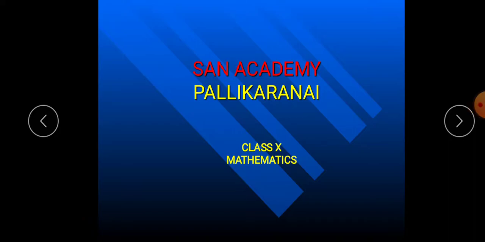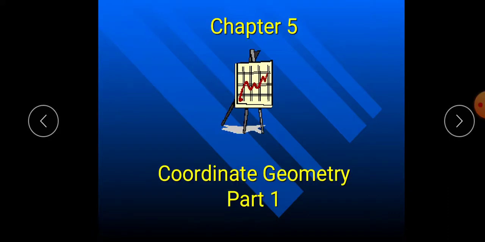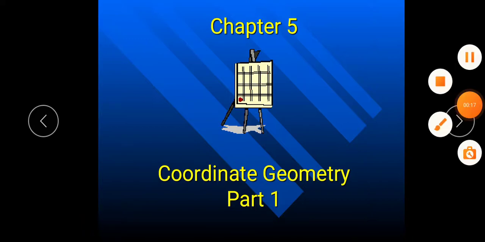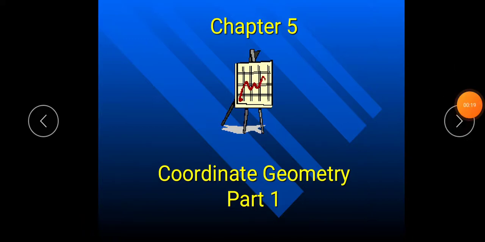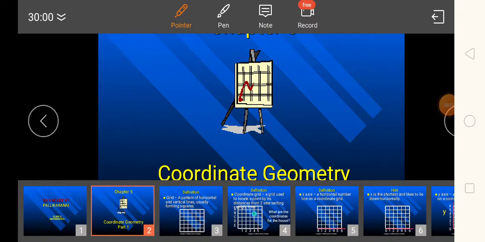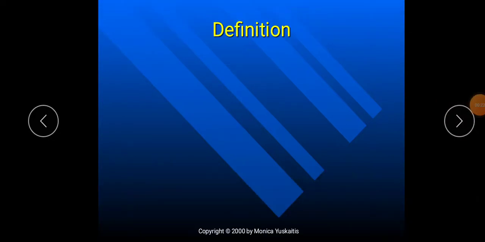In this chapter we are going to see coordinate geometry part 1. This is chapter 7. Let me see what is a coordinate geometry definition. Already you know what coordinate geometry is: the geometry which has the x-axis, y-axis, where you have quadrant 1.